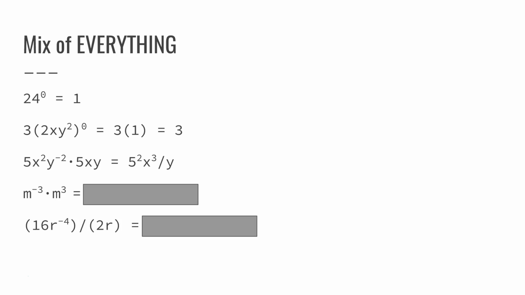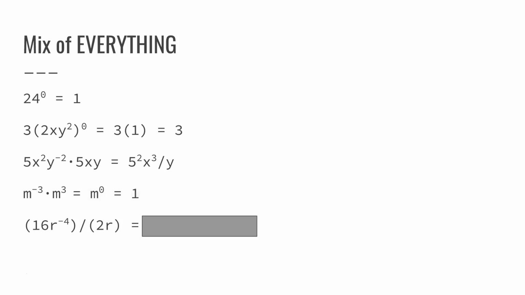Our fourth example, we have m to the -3rd times m to the 3rd. Well, we're multiplying our bases, so add your exponents. -3 plus 3 is 0. So we have m to the 0 power, which again, anything to the 0 power is 1.